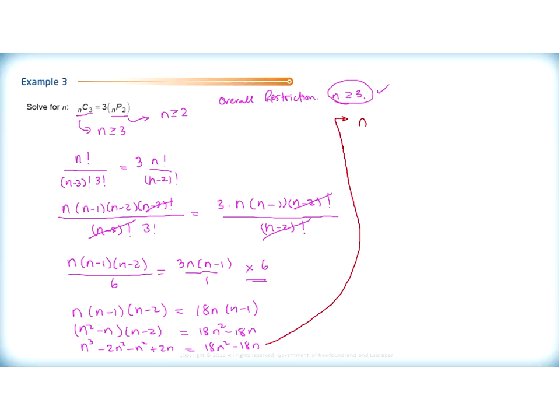So I have n cubed. Now let's think about my n squareds here. Let's do all this at once. I've got a negative 2 and a negative 1, which is a negative 3. Subtract 18 is a negative 21n squared. I have 2n plus 18n, which is 20n. Equals 0. So here's a cubic equation.